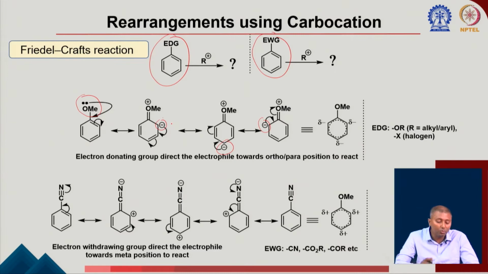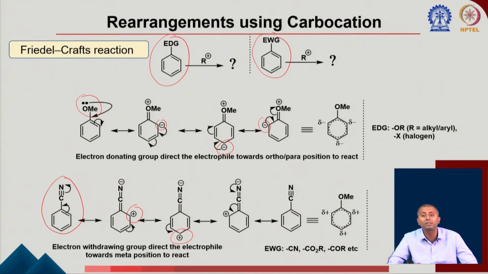But once you go to an electron withdrawing group here, if you draw the resonance structures, you can clearly see you are generating carbocationic character at the ortho and para positions. That means those are the positions which need to be avoided, because there is already carbocationic character there, so you cannot bring another carbocation there. That means the meta position, the one here, is going to be the place where the electrophile can connect. So that's why for an electron withdrawing group, Friedel-Crafts reaction will almost always happen at the meta position. But if you have an electron donating group, it happens at the ortho and para positions.